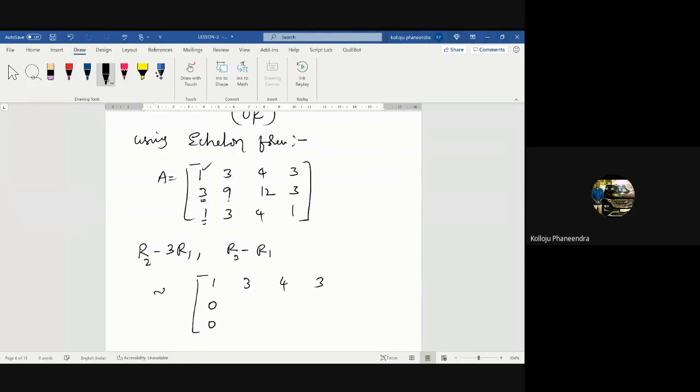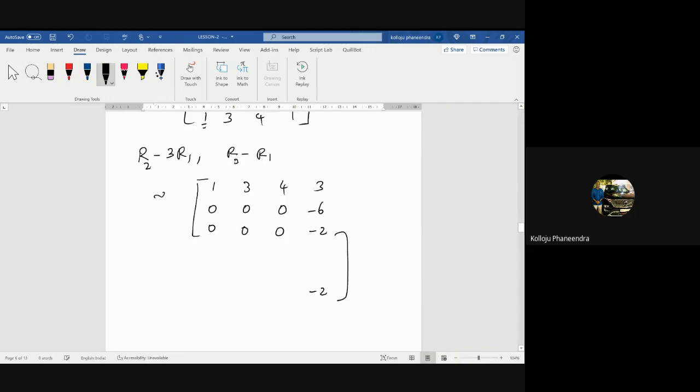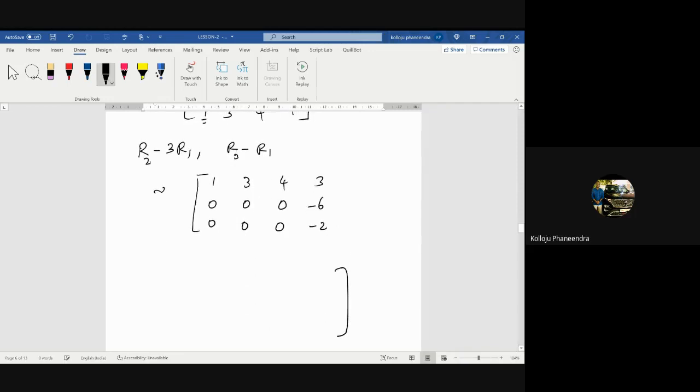R2: 9 minus 9, 0. 12 minus 12, 0. 3 minus 9, minus 6 will be there. Next, this is 3 minus 3, 4 minus 4. This is minus 2 will be there. Now, see, in the second row, this is the first non-zero element.